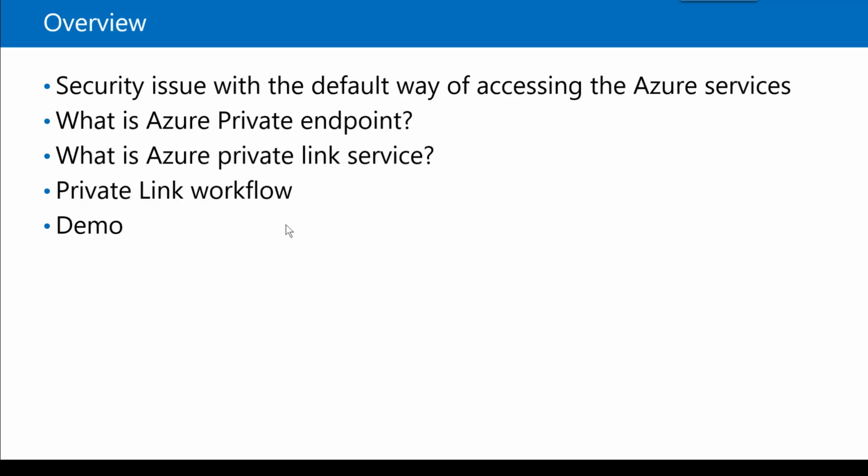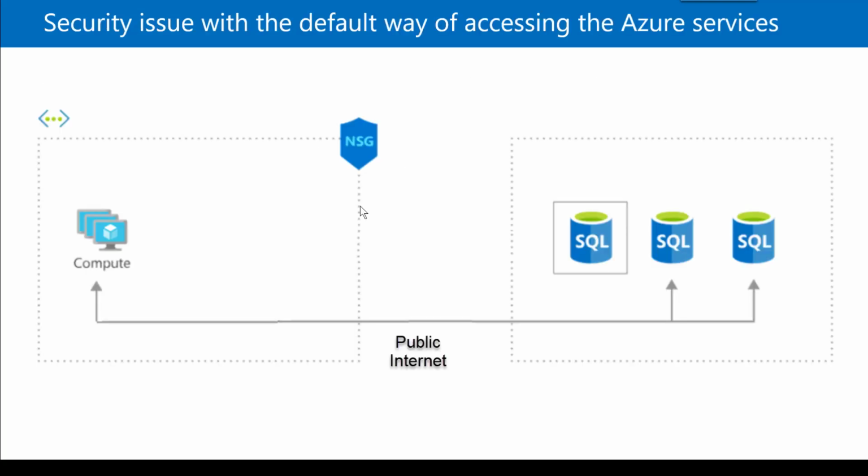demonstrate these concepts. Okay, so what are the security issues whenever any service is created in Azure and you want to access that service by default? What does it mean? It means that, for example, suppose you have created a SQL server and you want to access the SQL server with the Azure VM, and you directly access the resource. In this example I have shown you SQL Server, but it can be Azure Blob Storage or Azure Synapse, right?